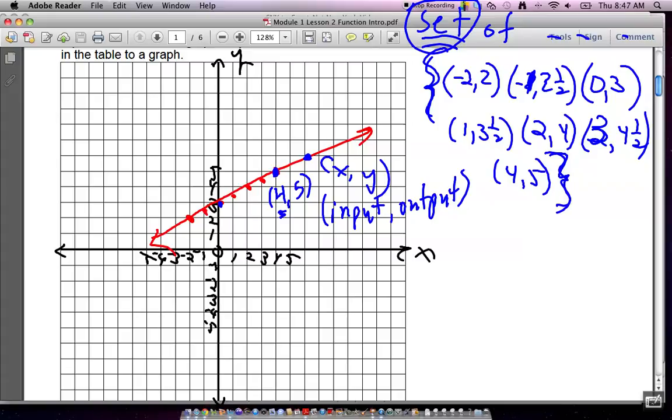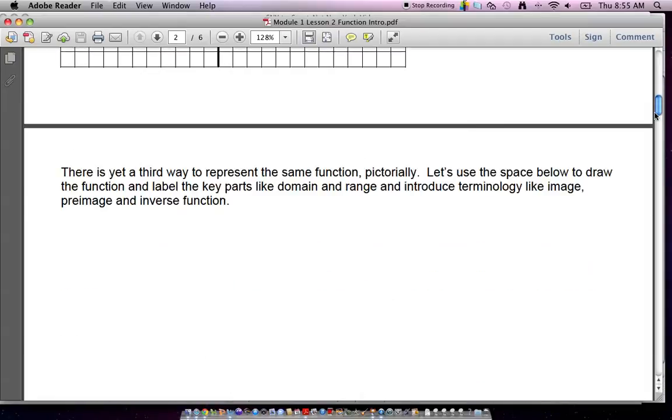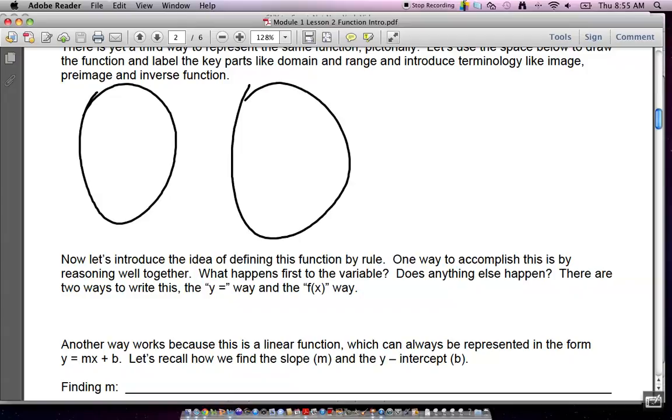And that's what I mean about us understanding a common language. If I said to you, express it as a graph, I want this. If I say express it as a set of ordered pairs, I want what I just showed you. If I say express it as a table, I want what we began with. All right? We can also express this as a picture. And that's what we're going to do here. Fill out the rest of the picture.